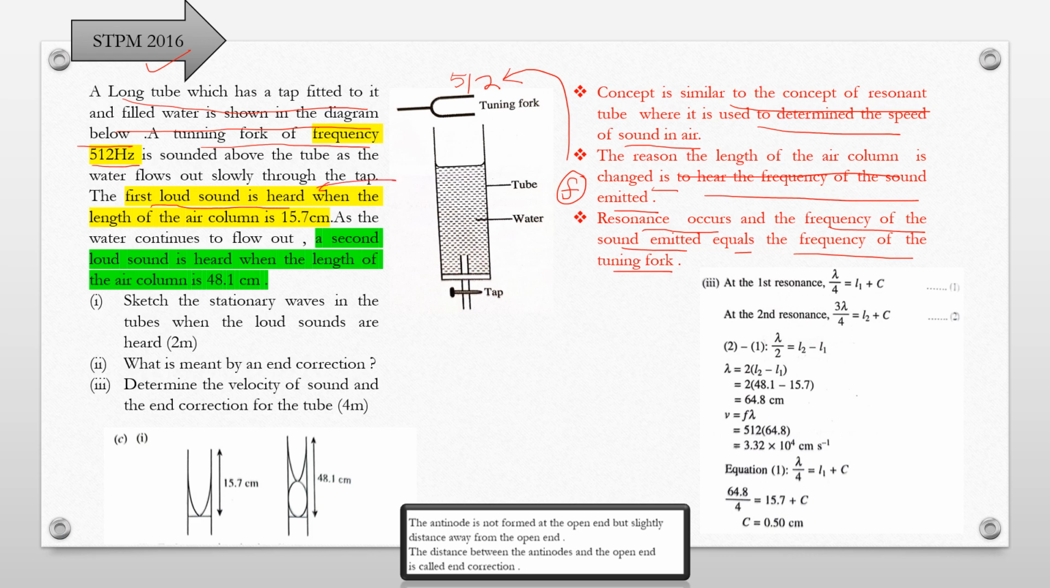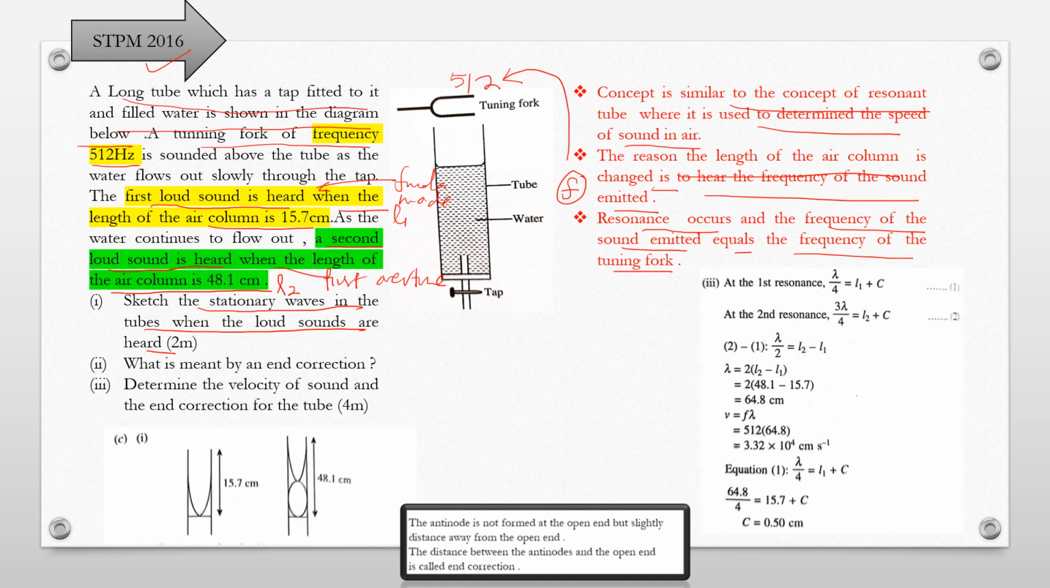The first question: the first loud sound is heard. That means it's the fundamental mode, when the length of the air column is 15.7 cm, so I'm going to put here L1. As the water continues to flow out, a second loud sound is heard. That means this one must be the first overtone, when the length of the air column is 48.1 cm, so this is L2. Sketch the stationary wave in the tube when the loud sounds are heard. So this is the tube.